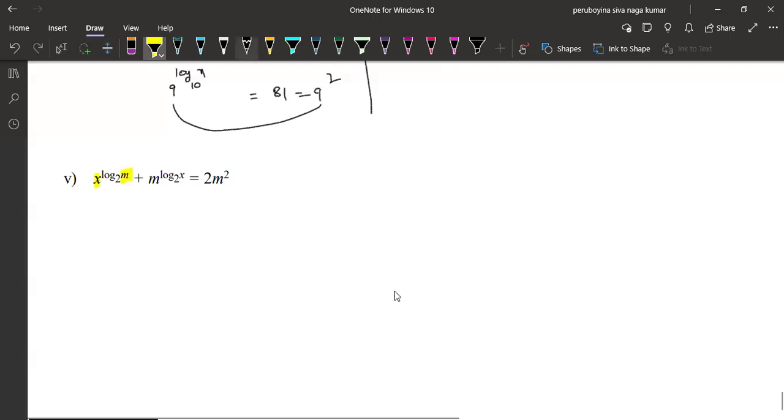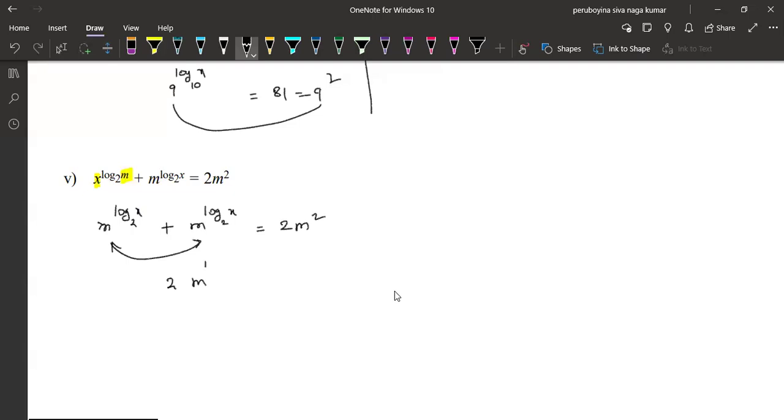So see, m and x, you can exchange their places. So you can write m power log x base 2 plus again m power, I am not changing anything in the second term, and is equal to 2m square. Okay. So these two quantities, m power log x base 2, look the same. So 2 times m power log x base 2 is equal to 2 times m square.